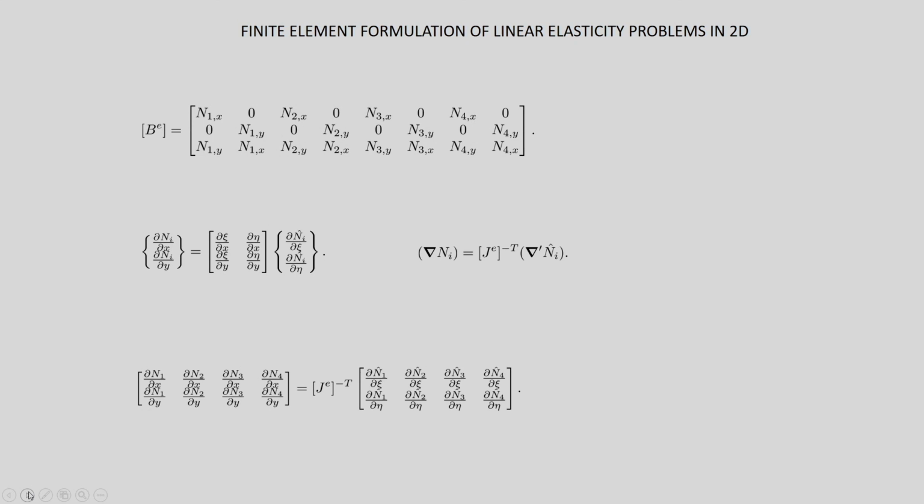Now, let us calculate the B matrix. This strain displacement matrix contains the derivatives of the shape functions which are defined in the physical element with respect to x and y. So these are the derivatives of the shape functions in the physical element with respect to x and y. We have to calculate the value of B at a given point in the master element. So how do we do that? That has been discussed earlier.